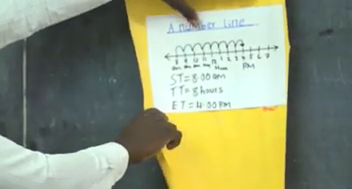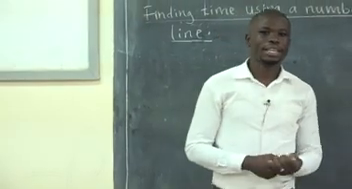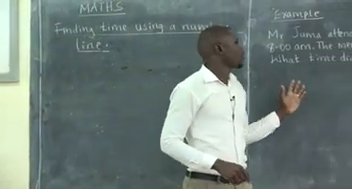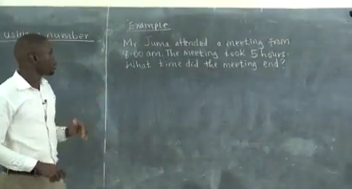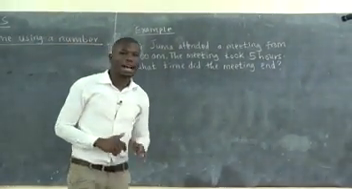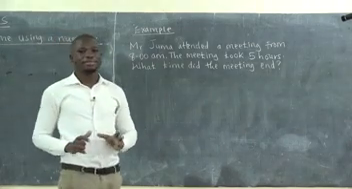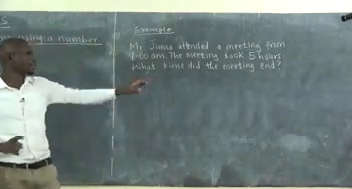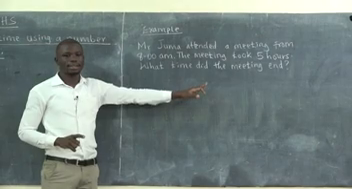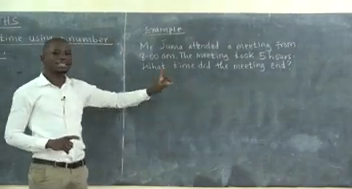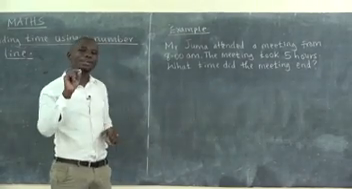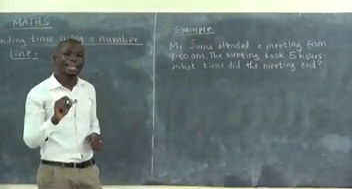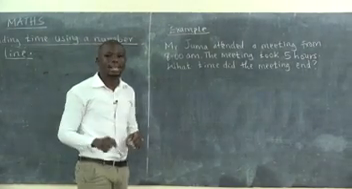Now, how are we going to do it? We are going to do it using a very good example here. We can read it together. Mr. Juma attended a meeting from 8 a.m. The meeting took 5 hours. That is the time taken. What time did the meeting end? So we are going to look for the time the meeting ended using a number line.